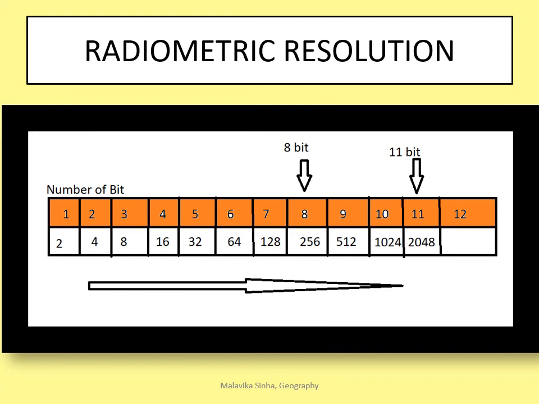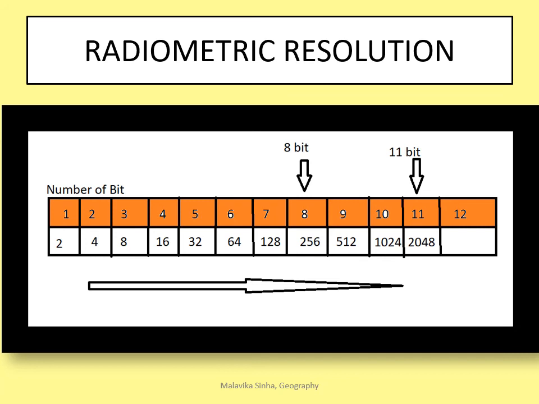The maximum number of brightness levels depends on the number of bits. So radiometric resolution increases towards the right-hand side, following that kind of arrow, because more bits are responsible for more brightness. We are all familiar with Paint. When we use Paint in Microsoft Office, there is a range of color variation from black to white. That variation ranges from 8 bit, 0 to 256.